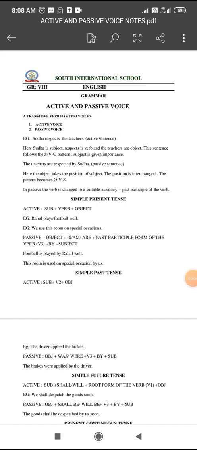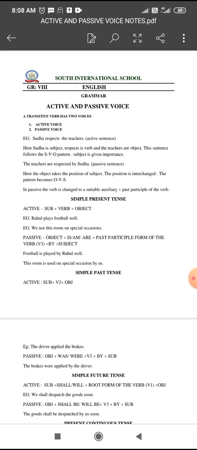Today I'll be dealing with the grammar topic of grade 8, active passive voice. So first we have to know what a transitive verb is. A transitive verb is a verb which carries an object with it. So for a transitive verb, there are two voices, one is active voice and the other is passive voice.